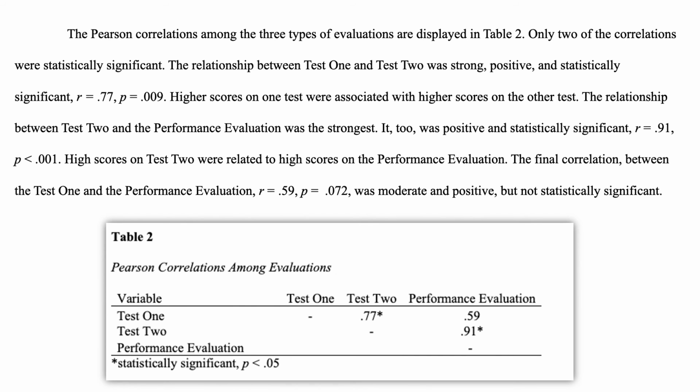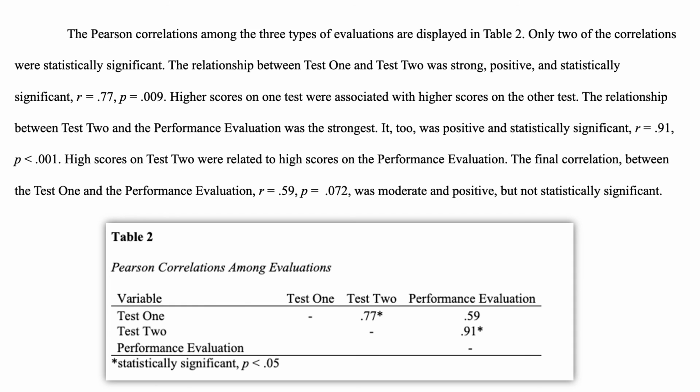The relationship between test 2 and the performance evaluation was the strongest. It too was positive and statistically significant. R equals 0.91, P less than 0.001. High scores on test 2 were related to high scores on the performance evaluation. The final correlation between the test 1 and the performance evaluation, R equals 0.59, P equals 0.072, was moderate and positive, but not statistically significant.